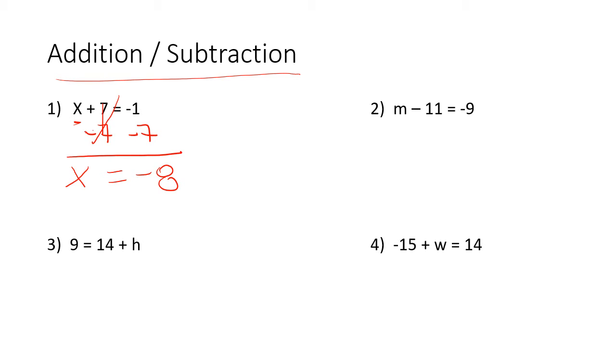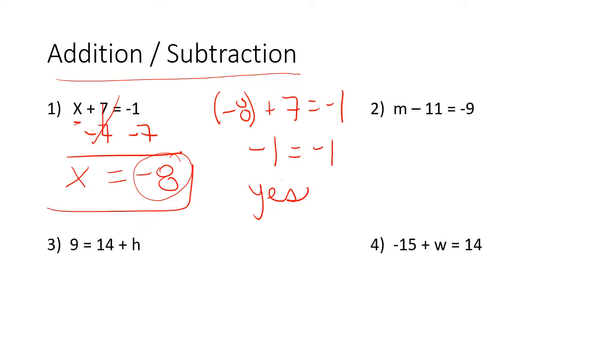We can check this solution by substituting. As you know, when you substitute, use parentheses. So we now have parentheses plus 7 equals -1. We are going to substitute in our -8 and do the math. -8 plus 7 gives us -1. Bring down equals -1. -1 equals -1. Is that a true statement? Yes. Therefore, our answer, x equals -8. You can check all of your equations to make sure you have the right answer.